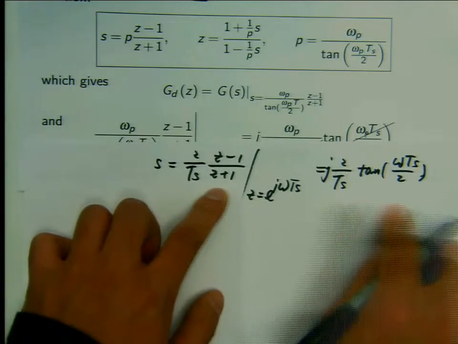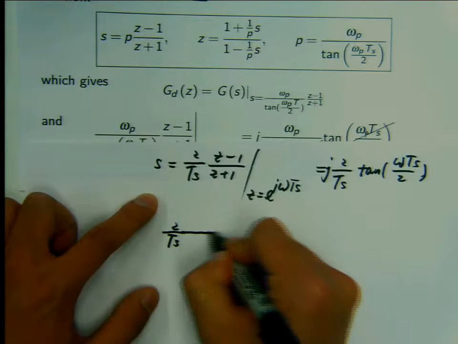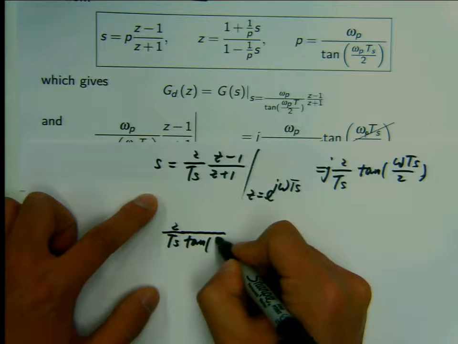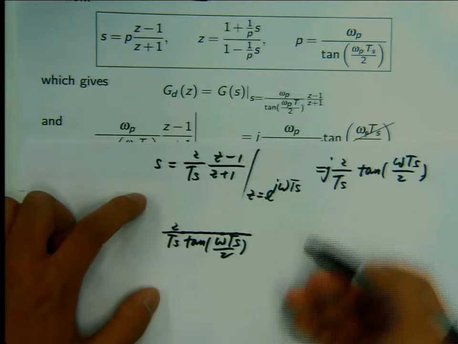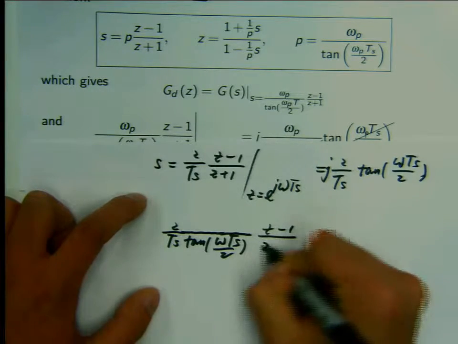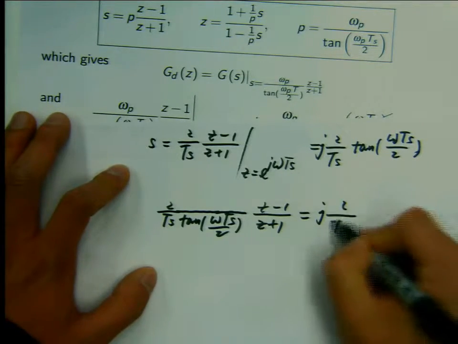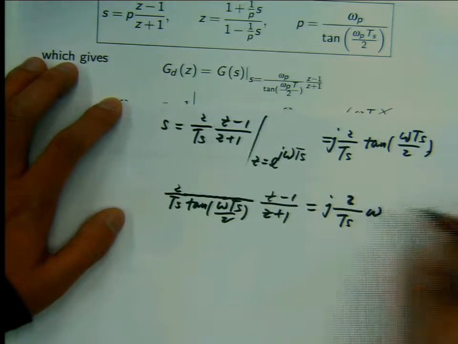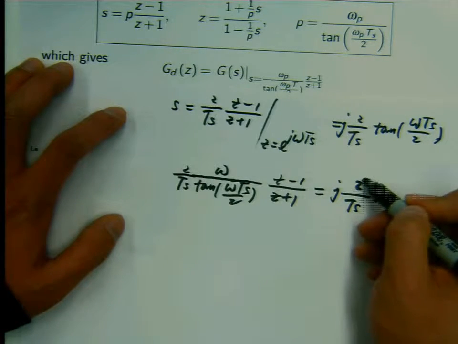I can divide both sides by the tangent to get 2 over Ts, tangent of omega Ts over 2. So I first divide both sides by the tangent, and then I'm going to get this. Now, if I multiply omega on both sides, and then cancel this 2 over Ts term.